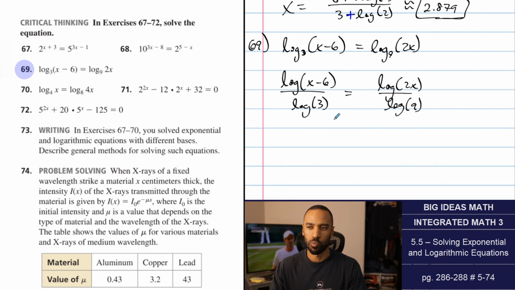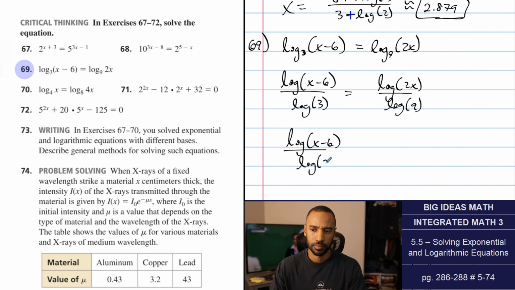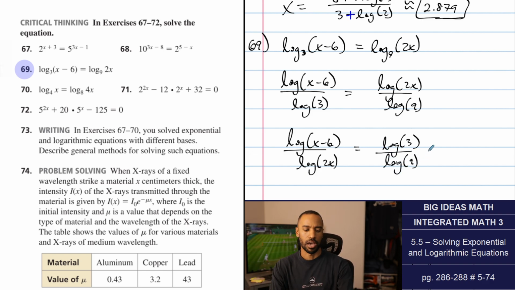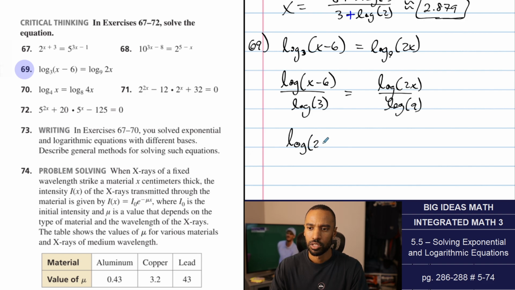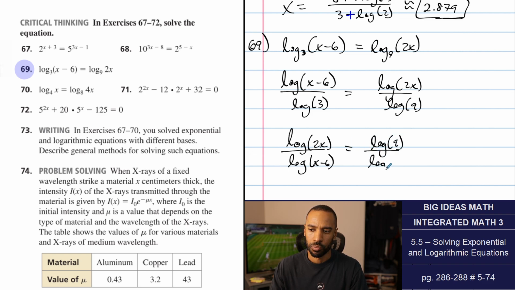Let's put x's on one side, but in a different way, right? Now it's log of x minus 6 over log of 2x equals log of 3 over log of 9. Actually, let's go the other way because I want to put log of 9 over log of 3. It at least will give me different numbers and I can play with those better. So let's do log of 2x over log of x minus 6 equals log of 9 over log of 3.